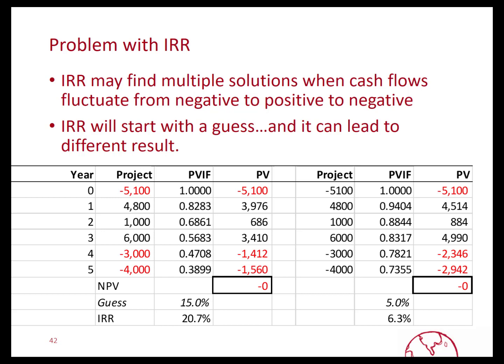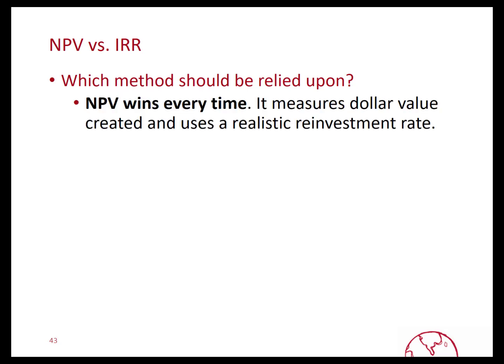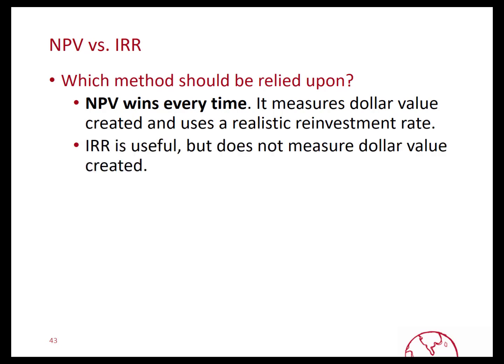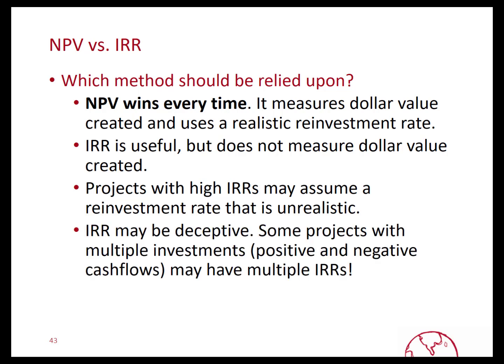As you can see, IRR can be very flaky and may give you multiple answers. So which one should you rely on? The answer is net present value. It actually measures dollar values and it uses a realistic reinvestment rate. IRR can be useful, but it doesn't tell you anything about how much money you're making. Projects with higher IRRs may assume that the reinvestment of the cash flows is unrealistically high, which may mean that they're overestimating the profitability. And IRR can be deceptive because it can lead to multiple equilibriums or multiple IRRs.